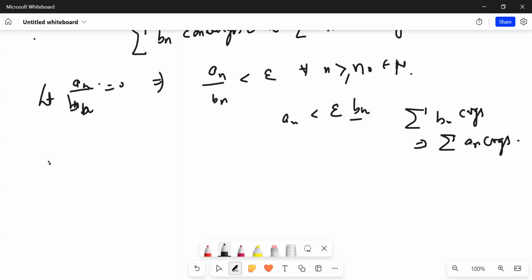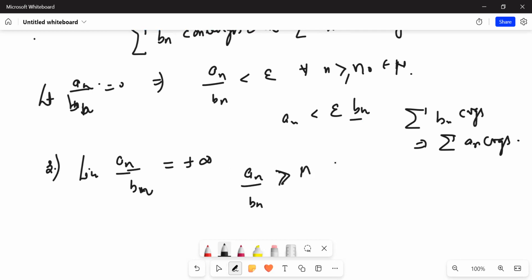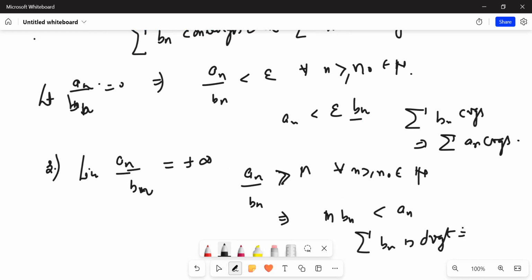And last case, third case, if limit an upon bn goes towards plus infinity, if it diverges to infinity, it implies an upon bn can be made greater than M for all n greater than or equal to n naught belonging to the natural numbers. It implies that M times bn will be less than an. Now here, if summation bn is divergent, then summation an would be divergent. I hope it is clear till now.